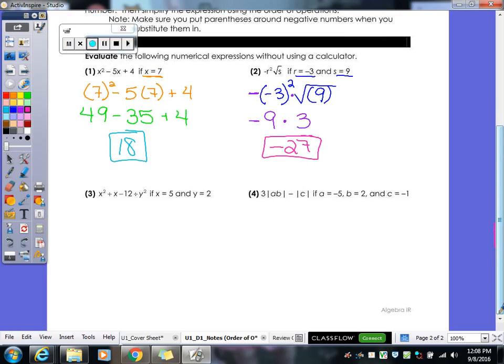All right, so I'm going to give you guys a couple minutes. I want you to try number 3 and 4 on your own. For 3, you're plugging in a 5 for x, a 2 for y, and then 4, you got to plug in 3 different variables. So be careful on that one.